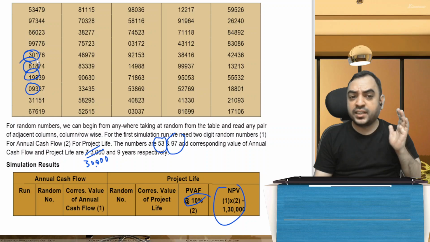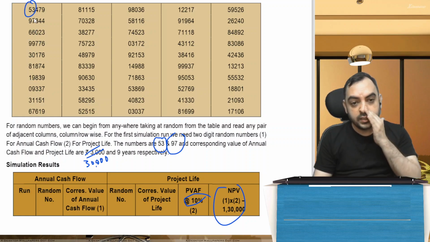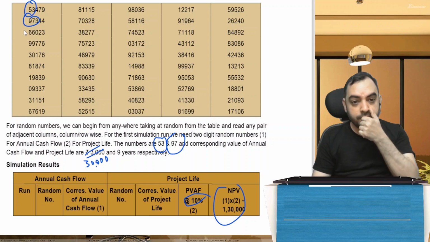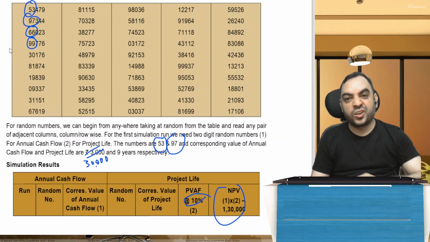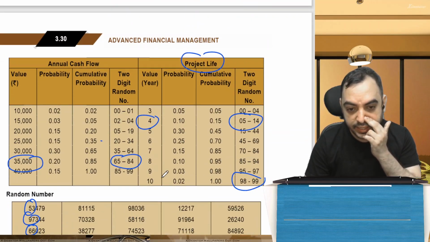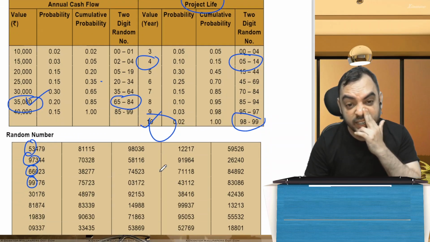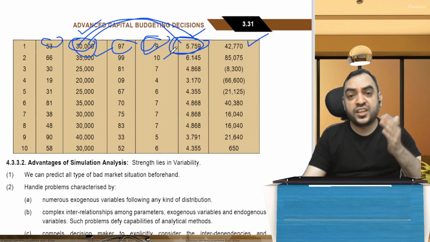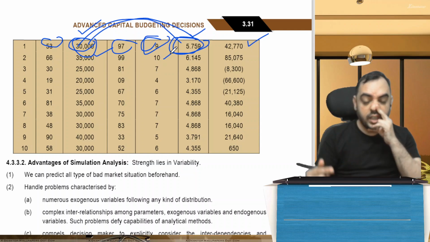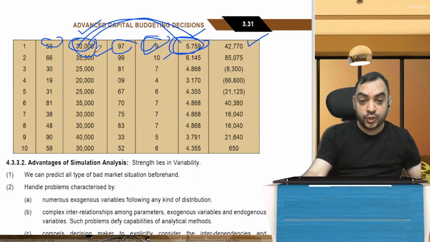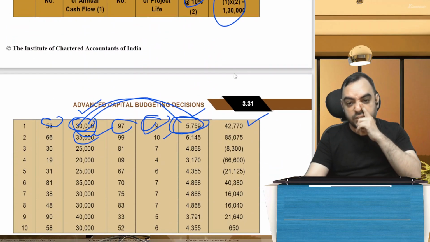But what they have taken now, you understood, right? They have taken the first number for cash flow, the second number for the project life. Again, 66 is for cash flow, then 99 is for project life. 99 comes between 98 and 99, which is 10 years. So 35,000 cash flow and 10 years. So 35,000 multiplied by the annuity factor for 10 years. So 1 by 1.1, 10 times, then GT, into 35,000, that is cash flow, minus investment of 1,30,000, you get the NPV.